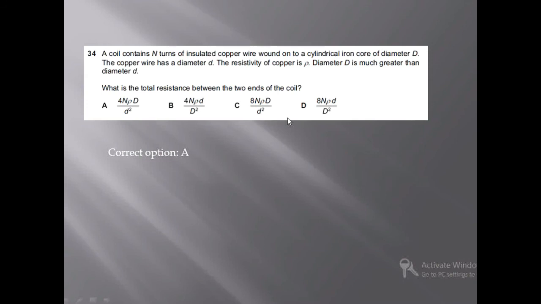When we substitute these values, R becomes rho n pi D multiplied by 4 divided by pi small d square. Then pi is cancelled with pi, and the final answer that comes is 4 rho n D divided by d square. According to this, option A is correct.